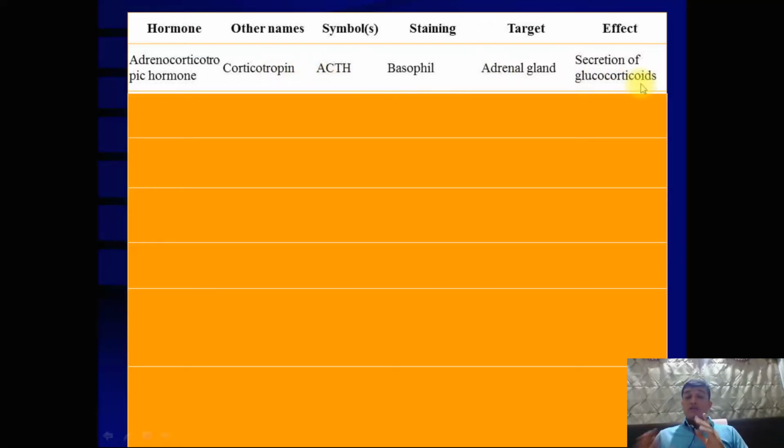Remember, mineralocorticoids are not under the influence of ACTH. Mineralocorticoids are under the influence of the renin, angiotensin, aldosterone system, right? So it's actually RAAS. So that is controlling mineralocorticoids. But glucocorticoids, definitely they are under the influence of ACTH.